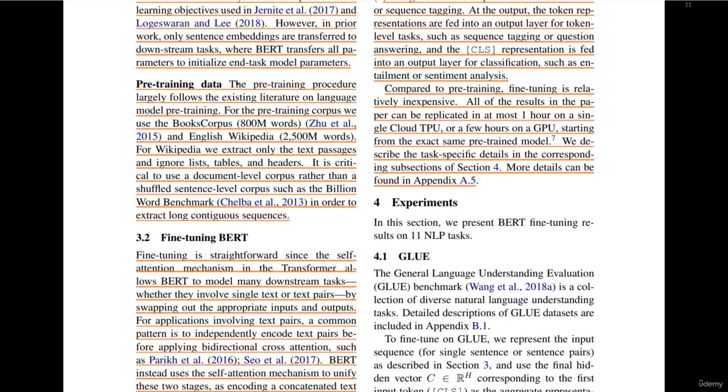Now the pre-training procedure largely follows the existing literature on language model pre-training. For the pre-training corpus, the authors use the BooksCorpus, which is made of 800 million words, and English Wikipedia, made of 2,500 million words. For Wikipedia, we extract only the text passages and ignore lists, tables, and headers. It is critical to use a document-level corpus rather than a shuffled sentence-level corpus such as the Billion Word Benchmark, so that we can extract long contiguous sequences.